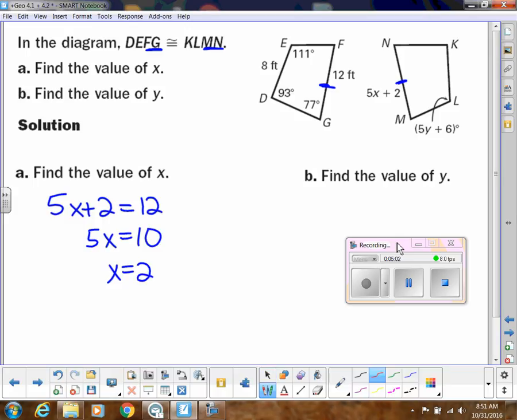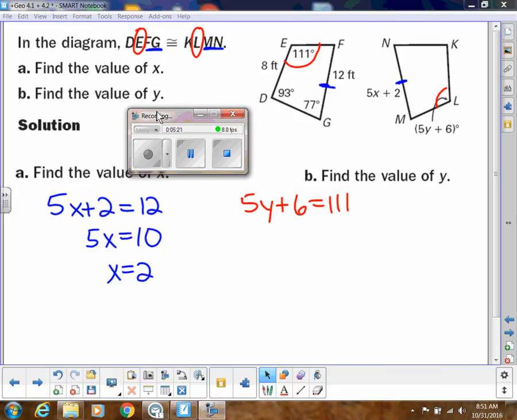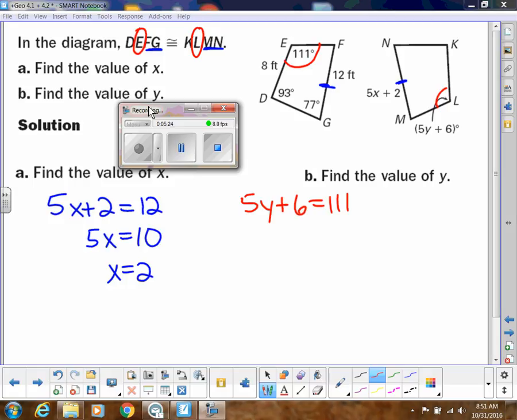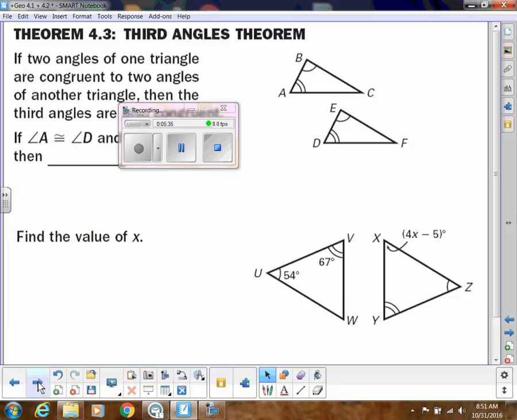For the y, this is angle L. L corresponds to angle E, so that would be 111. So I would say 5y plus 6 equals 111. Subtract the 6, and then divide by the 5. So I'm getting y equals 21. So that's how you can use your congruent statements.